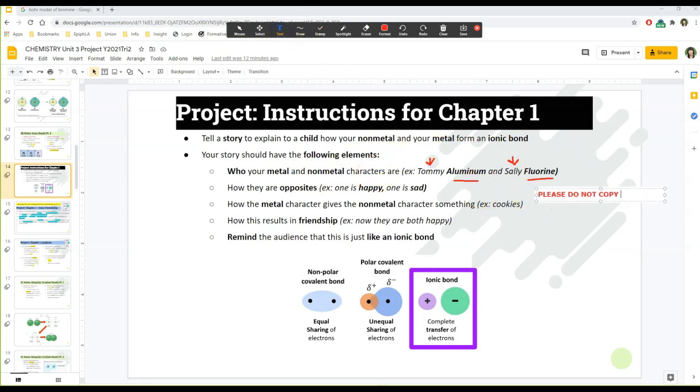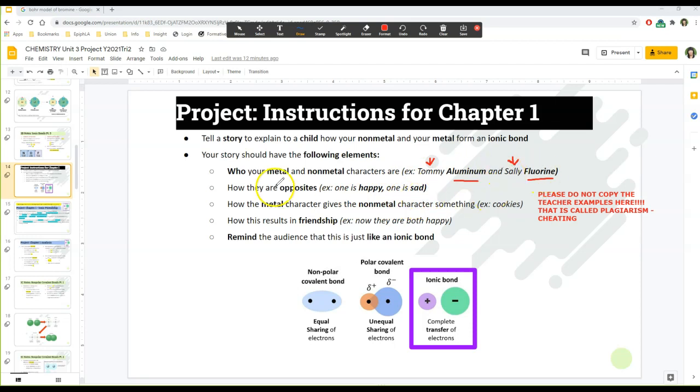Please do not copy the teacher examples here. That is called plagiarism, which is cheating. Okay, so please do not copy my examples. Explain how they're opposites. So for example, let's say one is happy and one is sad.